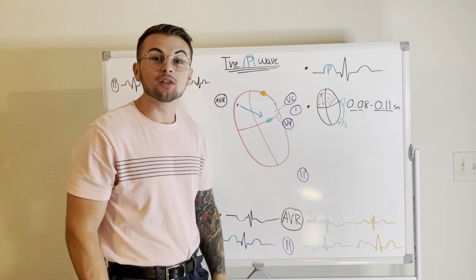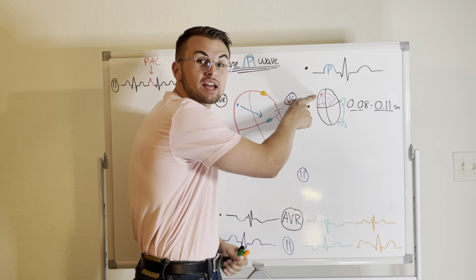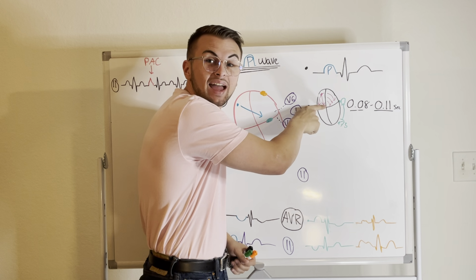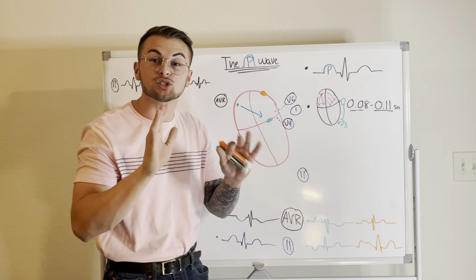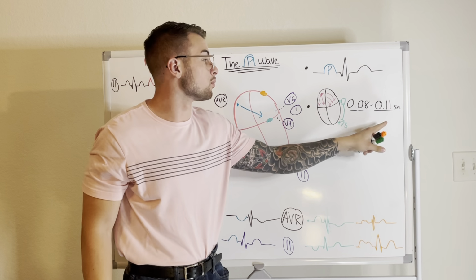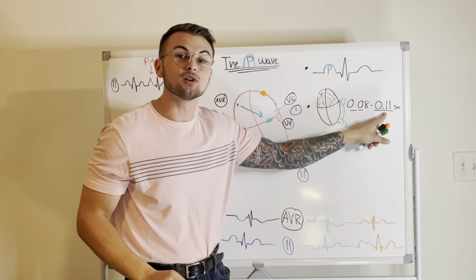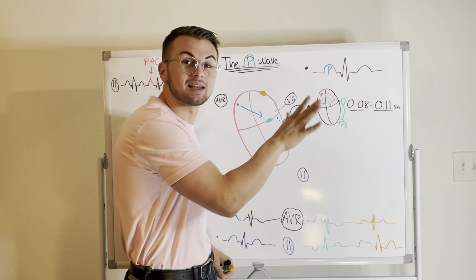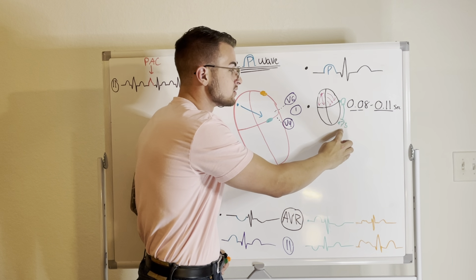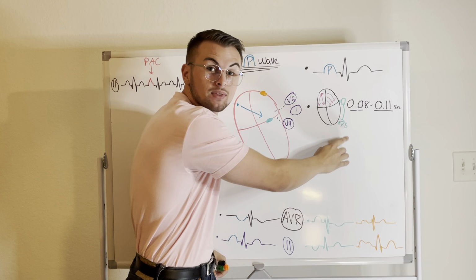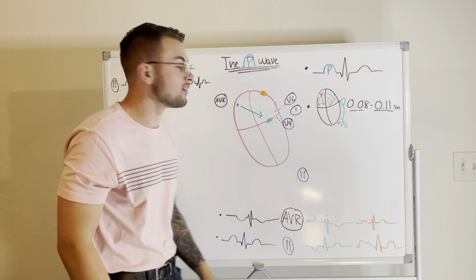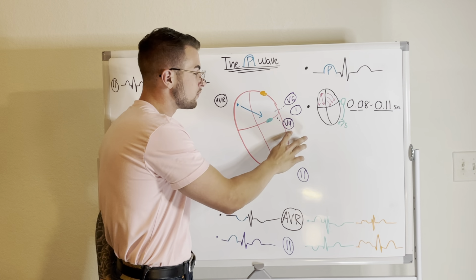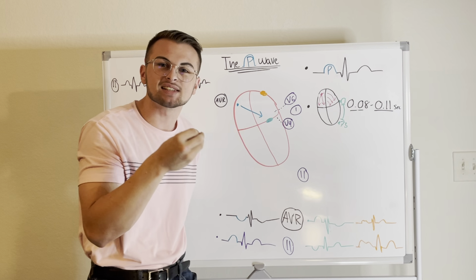Now, as we know, the P wave represents the depolarization from the SA node through the atria to the AV node. A normal P wave has a duration of 0.08 to 0.11 seconds. Remember that the P wave should be less than one small square. Normally, the P wave has an axis, meaning a direction that points between positive 0 and positive 75 degrees. An important point to note here is that the P wave is negative in AVR and positive in leads 1, 2, V4, and V6. Now, why is this the case?